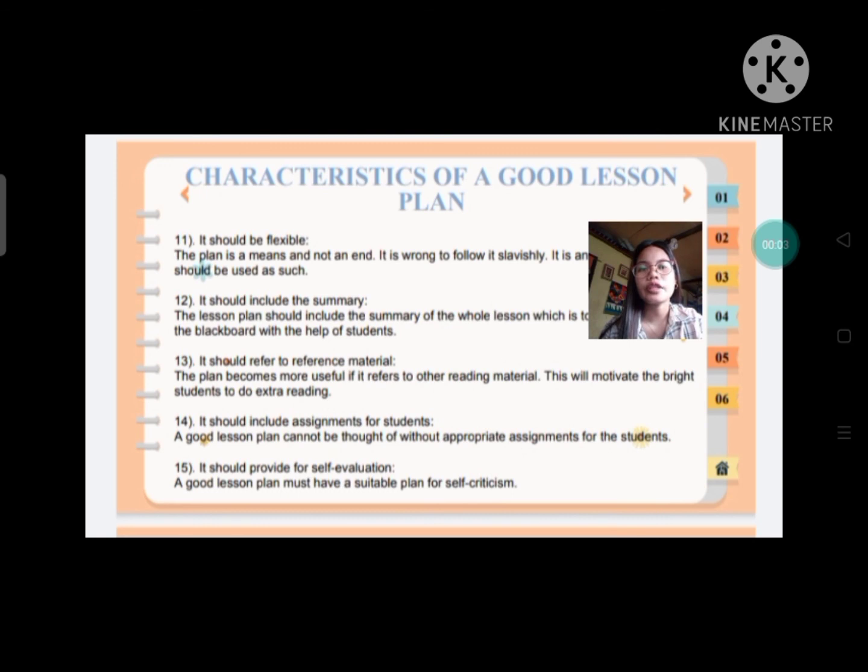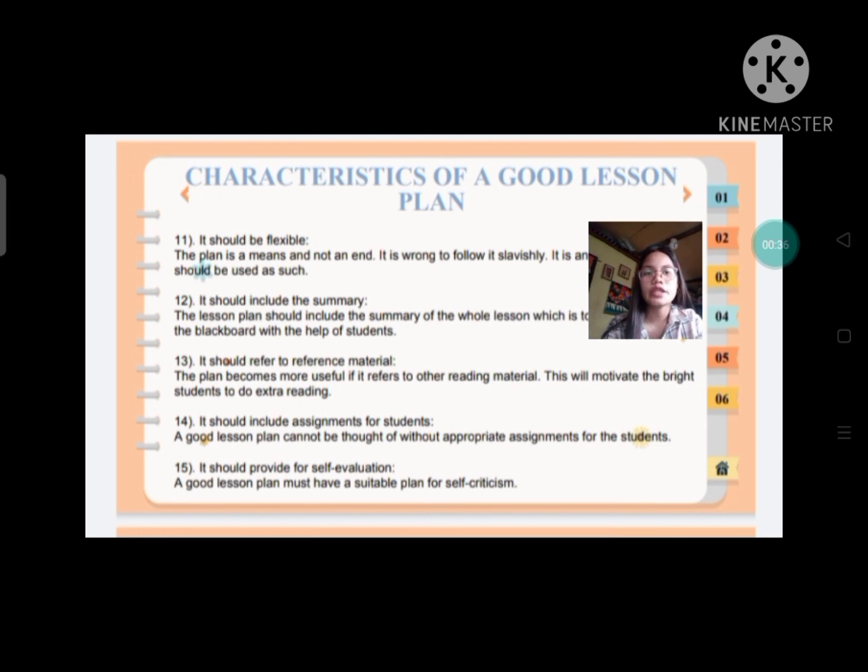Number 13, it should refer to reference material. The plan becomes more useful if it refers to other reading material. This will motivate the bright students to do extra reading. Students can do extra reading if it refers to reference material. It gives them the privilege or opportunity to read more, and care should be taken to suggest only material which is available in the school library.